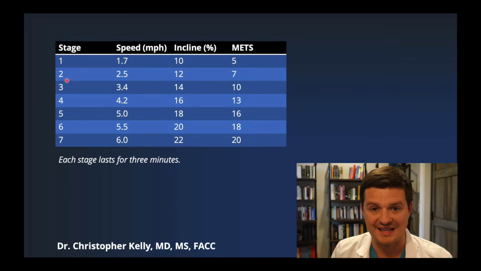So this table shows here how the exercise program works. You go through these stages 1 through 7. Each stage is 3 minutes long. You start in stage 1, after 3 minutes go to stage 2, and so on and so forth until you run out of steam and have to stop. And then you just tell us you have to stop, and the treadmill stops.